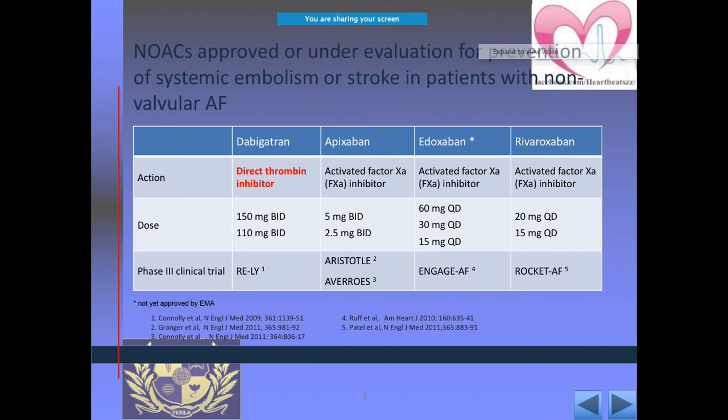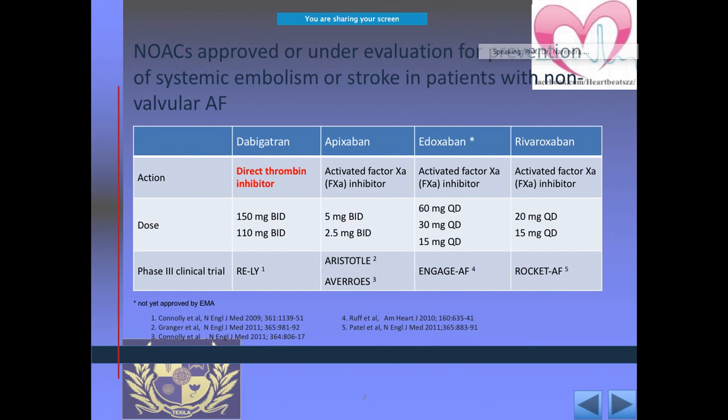Similarly, NOACs are approved or under evaluation for systemic embolism or stroke in patients with non-valvular AF. There are plenty of them available right now, like dabigatran, apixaban, edoxaban, rivaroxaban. The classical dosage of dabigatran is 110 or 150 milligram, but you have to use it BD. Apixaban is again BD. However, edoxaban or rivaroxaban is only OD dosage.